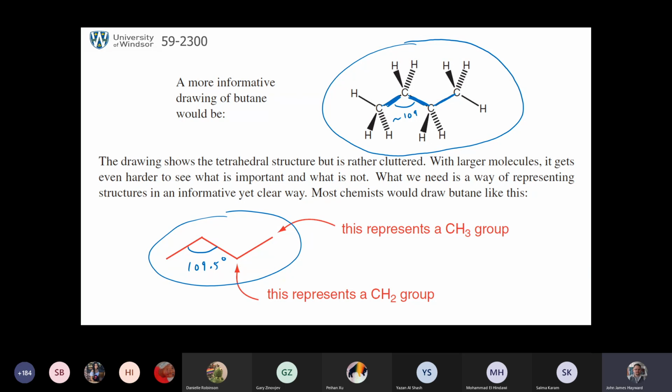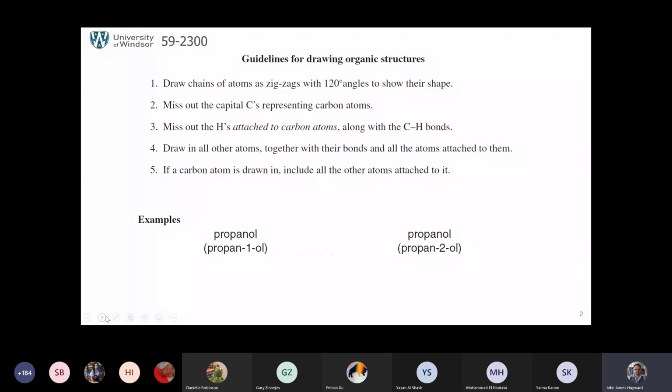Properly, it's 109 degrees, 28 minutes, but 109.5 is good enough. And then at the end, this is a CH3 group, and any in-between angle is a CH2. So some easy rules, and again, I will get Dr. Trant to upload this to Blackboard for you.